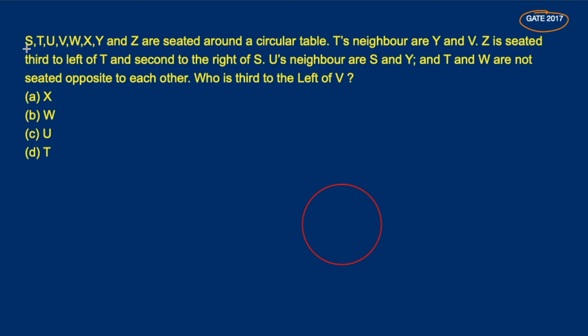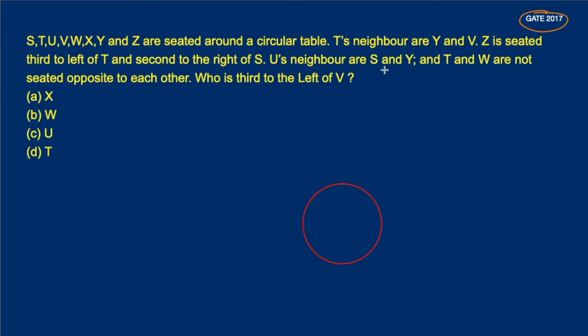These are how many people? 1, 2, 3, 4, 5, 6, 7 and 8 people are seated around a circular table. Now T's neighbors are Y and V. Z is seated third to the left of T and second to the right of S. U's neighbors are S and Y, and T and W are not seated opposite to each other. Now it says, who is third to the left of V?